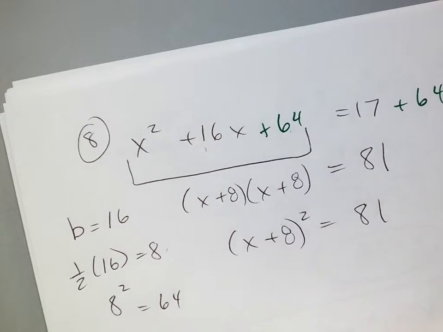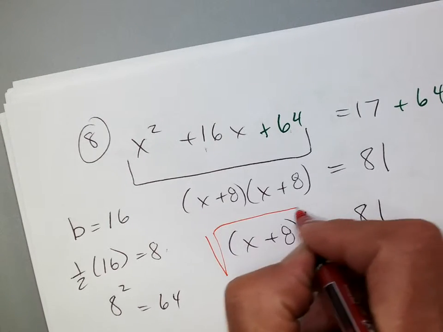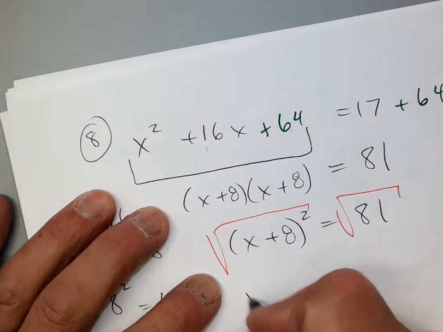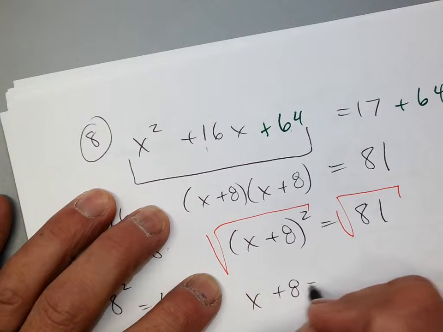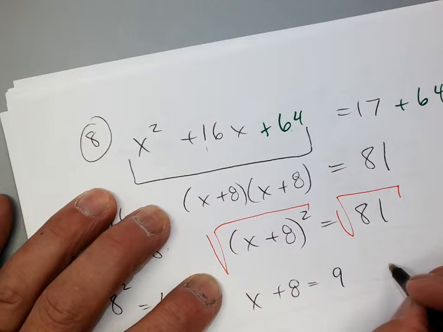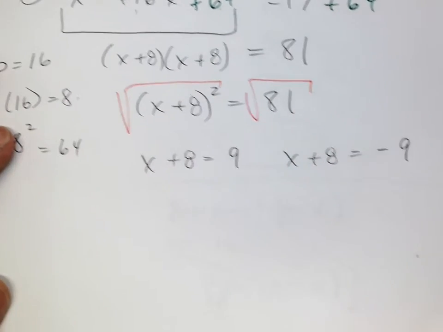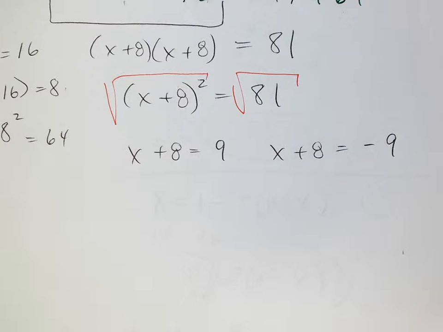Now, to solve it, it's going to be just like the problem we just did. Same kind of problem, right? We're going to go ahead and get rid of the square by square root. So we're going to square root it to get rid of the square. How many answers? Two answers. So we're going to go, all right, I can do this. I'll have an x plus 8 equals 9 and an x plus 8 equals a negative 9. That's my two answers.